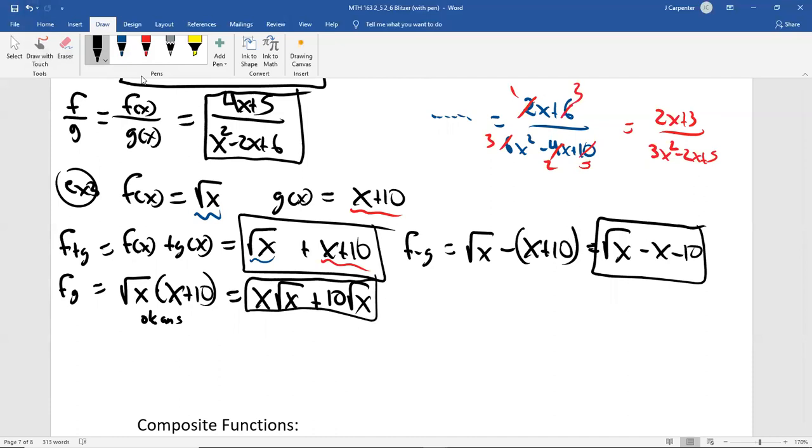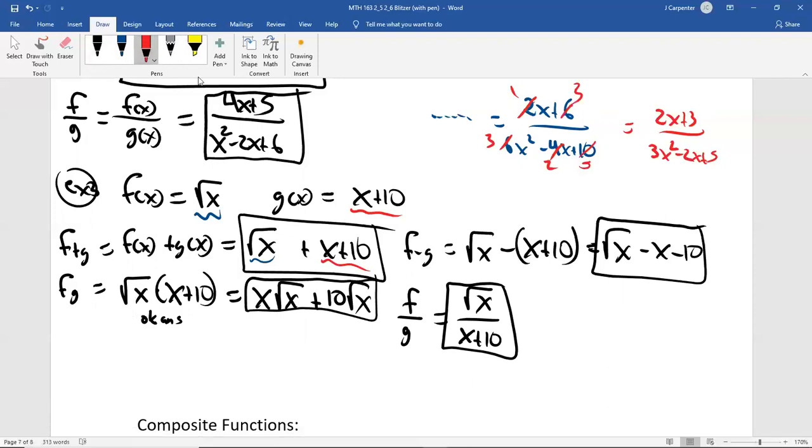So again, depending on the context of the problem, if there's a bigger fish to fry here, maybe you want to leave it as the first one. Maybe you actually don't even want to distribute it, but maybe you do. It would depend on, again, context. Finally, f over g would be the square root of x over x plus 10. Again, literally, you can't do anything to that.